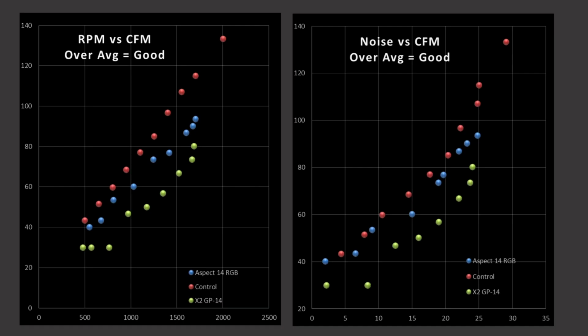So now that all of that is said, the red is my control fan, the A14, and right here we have the Aspect and the X2GP. Both of them underperforming my control fan very significantly in this test. Noise versus CFM, they are once again off the beaten path, the main control fan. However, the Aspect does appear much better in performance here. The X2GP is farther behind.